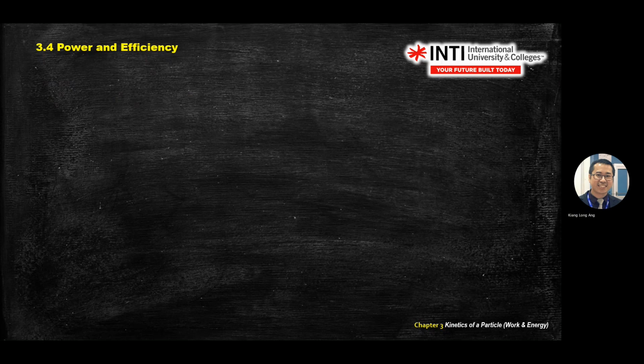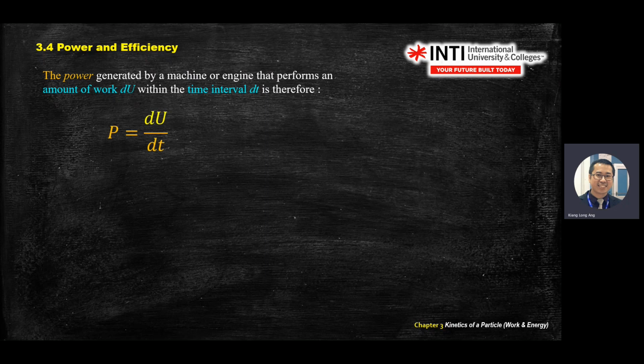Next, we learn about power. What is power? Power, you take your work, you differentiate with respect to time, you get power. What is the unit of work? Joule. Time is second, so power is Joule over second. So we look at power. Power is P equal to work divided by time, or rather, the time derivative of your work.